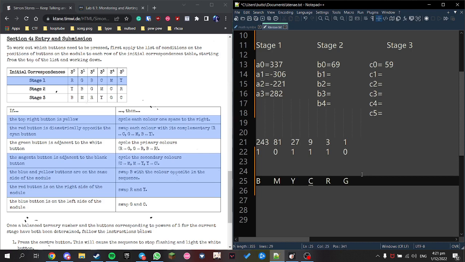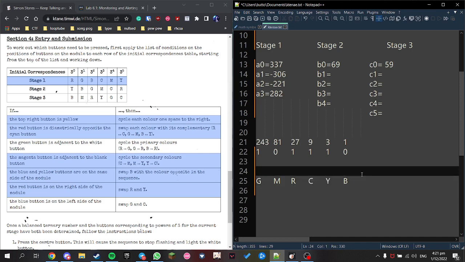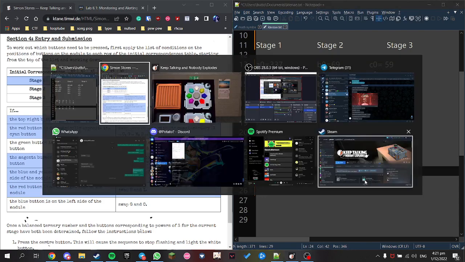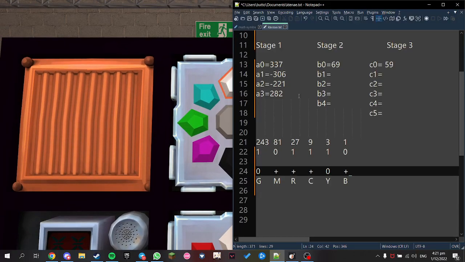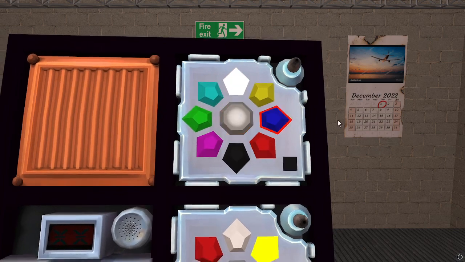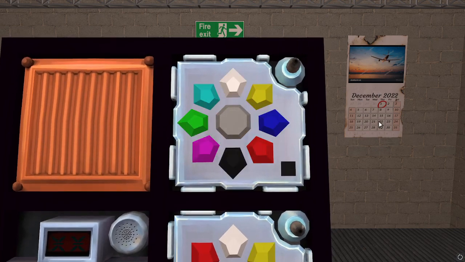Swap B with the color opposite in the sequence. So opposite in the sequence. So G. So blue will be swapped with that, and then swap R and Y. So R and Y. So let's try this. Magenta, red, cyan, blue. Nice.